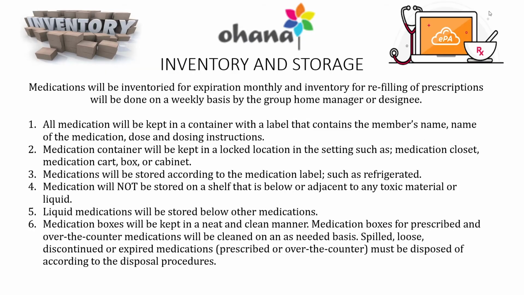Next, we're briefly going to touch on our inventory and storage policy for our homes. It's very important that we're consistent with this, and I'm happy to say our managers do a great job at keeping this consistent throughout our homes. So medications will be inventoried for expiration monthly, and inventoried for refilling of prescriptions will be done on a weekly basis by the group home manager or designee. So sometimes it's the assistant manager, it's whoever has been appointed that job duty.